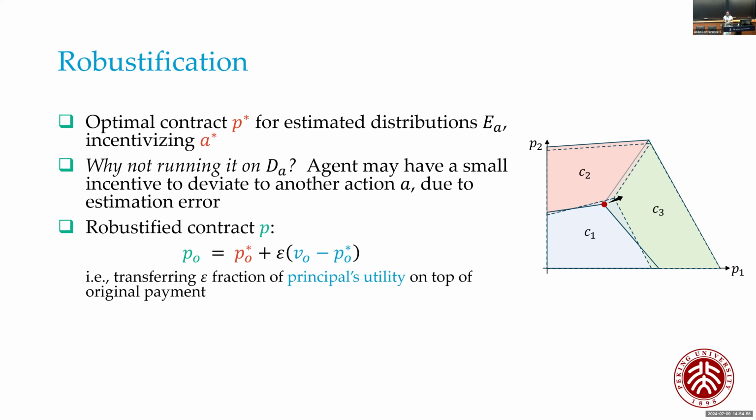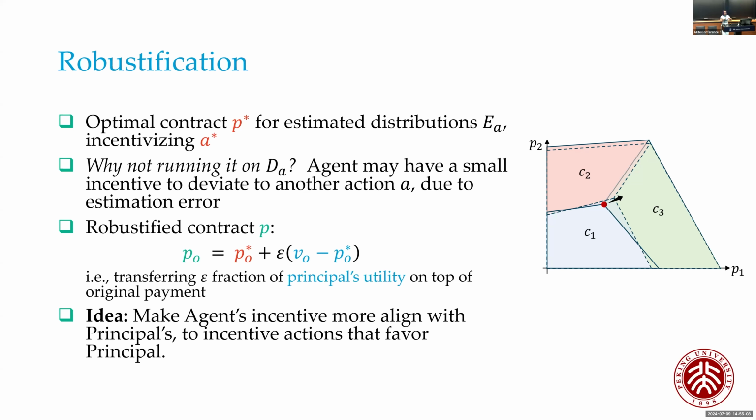To overcome this, we construct a robustified contract P through P star by transferring an epsilon additional fraction of the principal's utility to the agent. So intuitively, we want to make the agent's incentive more aligned with the principal's, so as to incentivize actions that actually favor the leader.